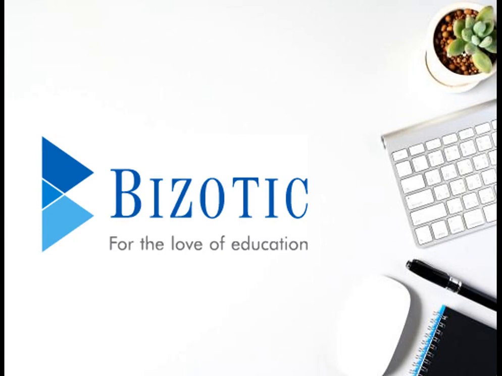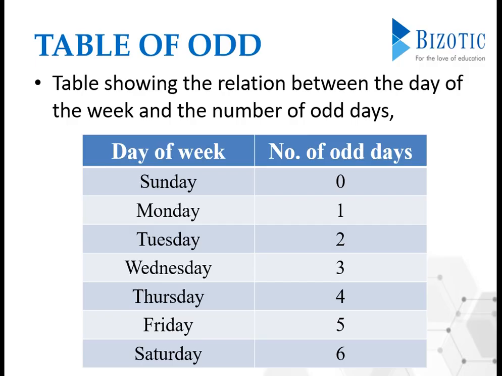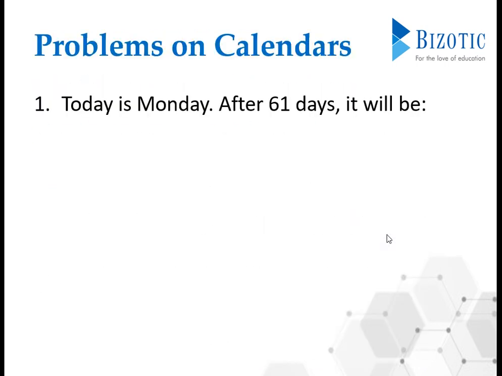Before I get into problem solving, I just want you to make sure that you remember the table of odd days. This is very important when it comes to problem solving. Sunday corresponds to value 0 and Saturday corresponds to value 6. 0 is nothing but 7, because you know there are 7 days in a week. This is the basic concept that you need to carry in order to solve problems. Now let's directly start with the first problem.